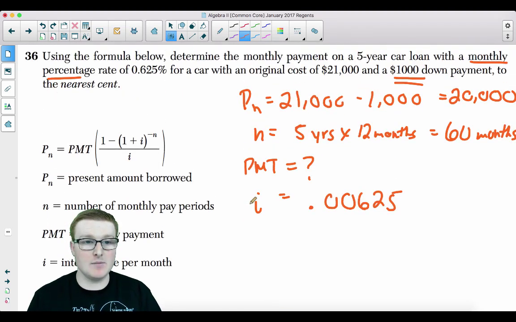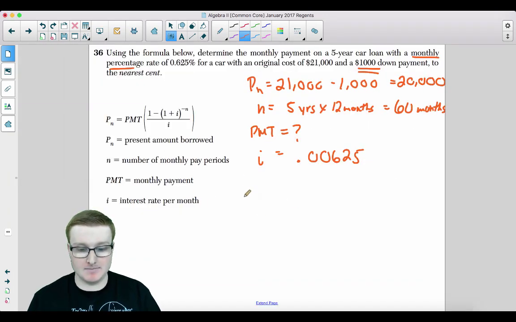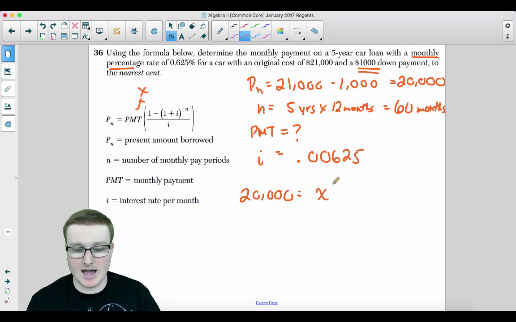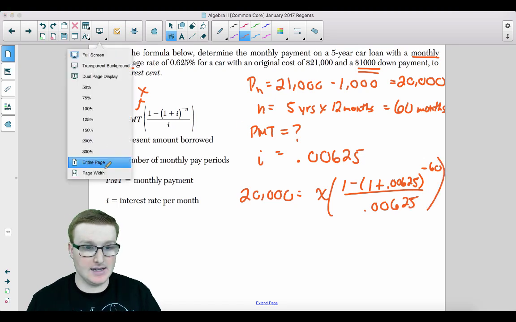Okay, so we're going to take all this information and we're going to plug it in. So we get 20,000 equals, I'm going to call PMT X just because I don't want to write PMT. So X times 1 minus parentheses 1 plus I, which is 0.00625, raised to the negative 60th power divided by 0.00625. That's a lot of stuff.